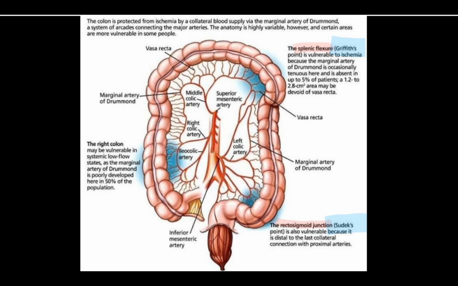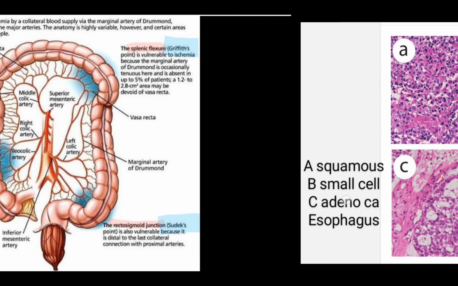Sometimes we get confused whether it was Griffith or it was Sudeck. So how will we remember? Griffith's point: G comes first, then comes the S. Okay, S, Sudeck's point at the rectosigmoid junction.